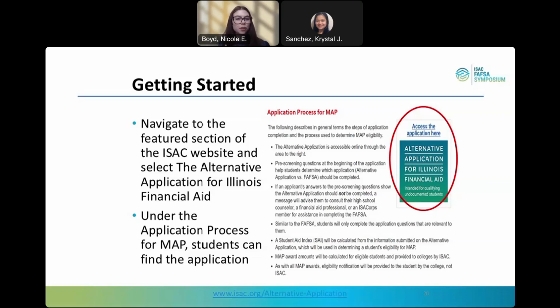It lets them know a little bit about those pre-screening questions, which we will go over in more detail, as well as if an applicant answers the pre-screening questions in a way that indicates that they should not complete the alternative application, they will see messaging to consult a high school counselor, financial aid professional, or ISAC core member. And then a little bit more about the student aid index, which I already covered. So then over on the right, you can see it has a picture to kind of draw your eye towards it. And then this is where students can access the application.